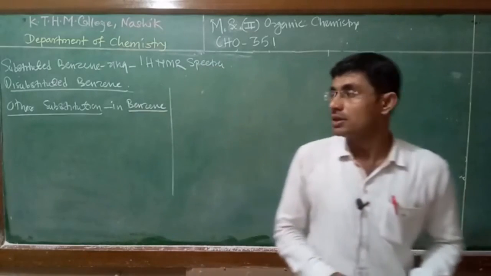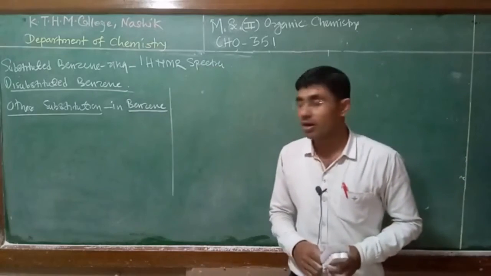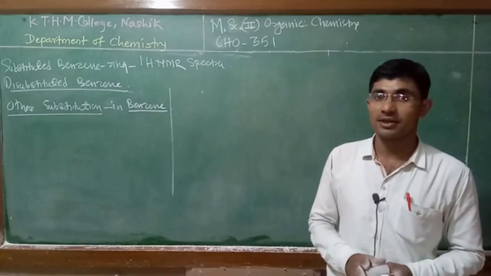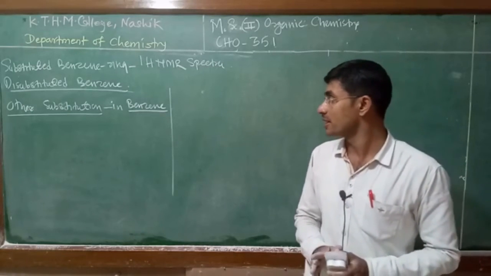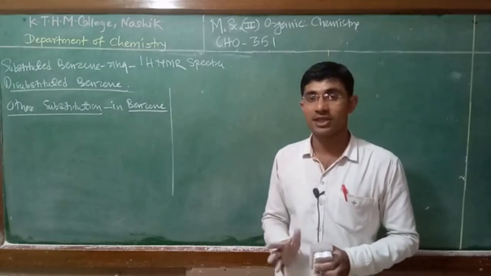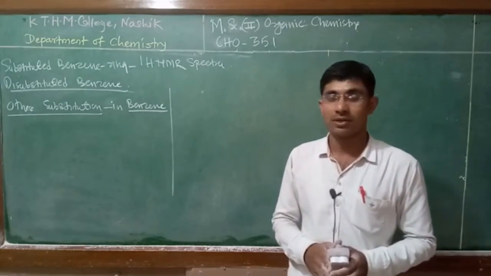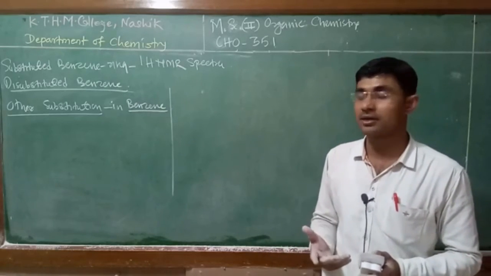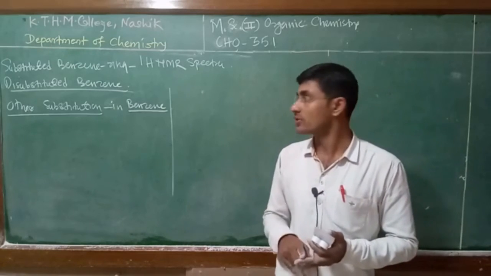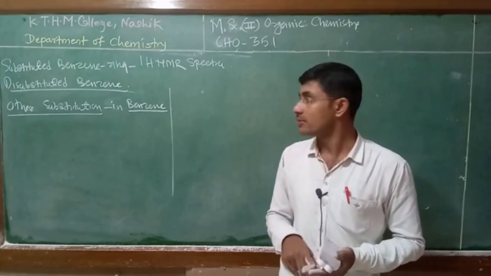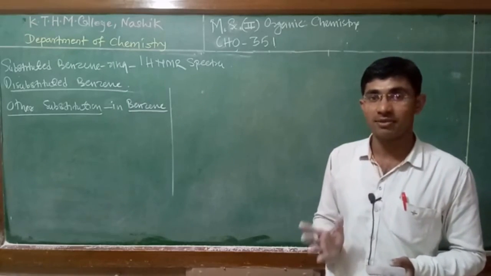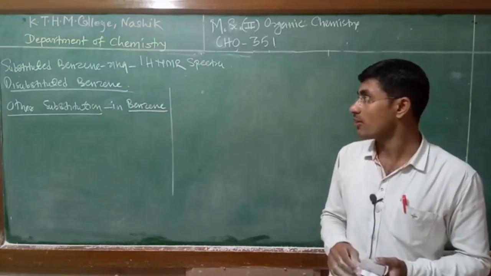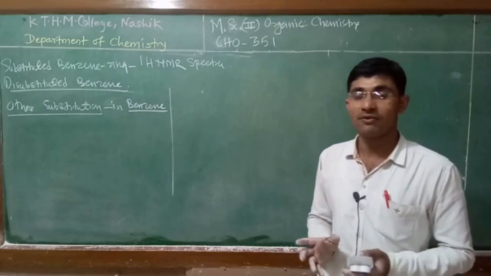So this is all about the different substituted benzene rings and their 1H NMR spectra. In this lecture we learned the monosubstituted, disubstituted and trisubstituted benzene and their 1H NMR spectra. So this is all about the 1H NMR spectra of substituted benzene rings.